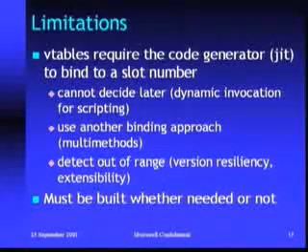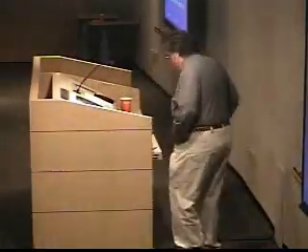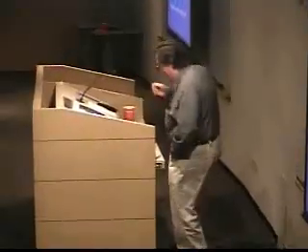So, the observation, again, about vtables is they do require the code generator, or the JIT, or whatever is generating your code, to bind to a slot number. So you can't decide later. And things like dynamic invocation for scripting might like to decide later, so it actually uses a different mechanism than vtable dispatch, which is horribly slow. And other languages might like to do something different as well.